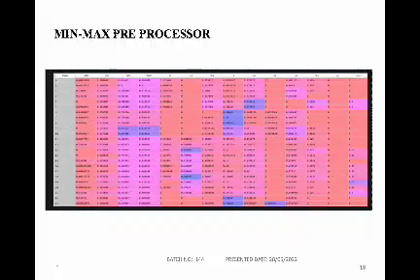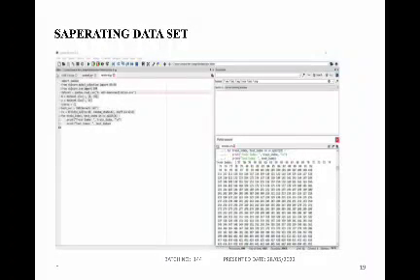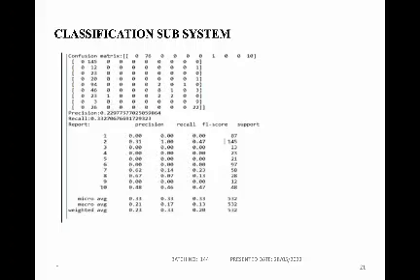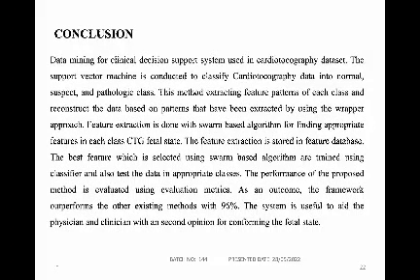Implementation: this is our architecture diagram. This is the minimax preprocessing. We are using this processor, separating the datasets, and the output of feature selection is our accuracy. We got 96% with good features, with a subset of 26 features.